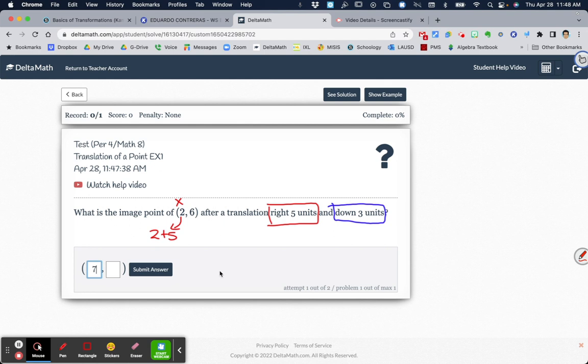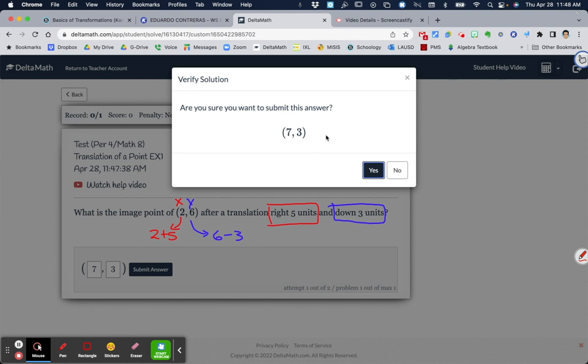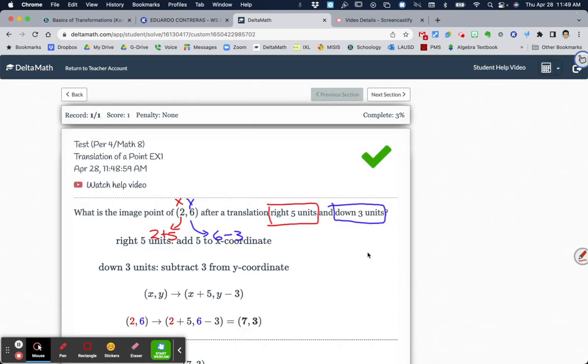And then it says down 3 units, that affects y. What would we do to the 6? We want to go down 3 units. Take away 3. So that would be 3. And so our image point would be 7, 3. And there it is. All right. So you'll have 8 of those to do.